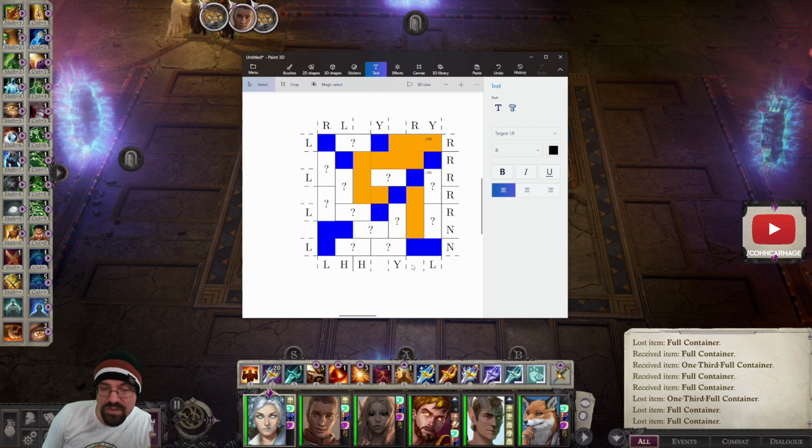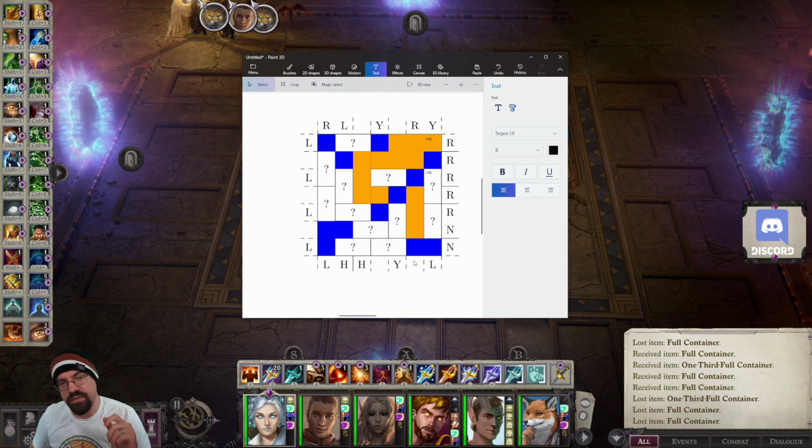Can it be something else? Could we make L R N? Could that be L then? If we're going here, but maybe Y would also fill that in.